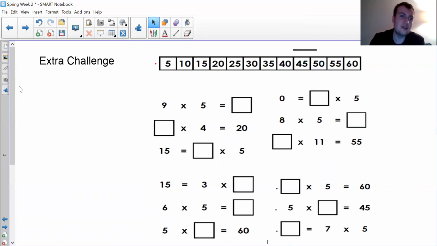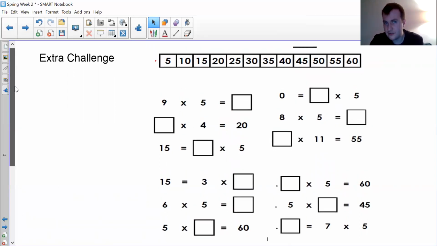Right, this is an extra challenge. Well done to all those who've done the main challenge. You don't have to do this one, but just a little bit of an extra one for those who wish, okay? So pause the video, have a go at, really, if you want to stretch yourself, have a go at these, and then we'll go through the answers.